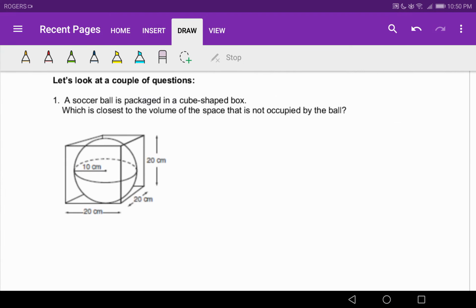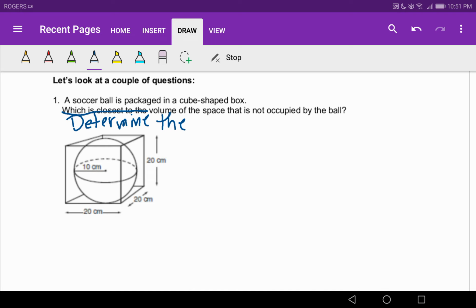All right, so a soccer ball is packaged in a cube-shaped box, okay? That's usually the packaging that a soccer ball comes in. And let's remove "which is closest to the volume" and just replace those words with "determine the volume of the space that is not occupied by the ball." So I just want to change that question. So it's determine the volume of the space that is not occupied by the ball.